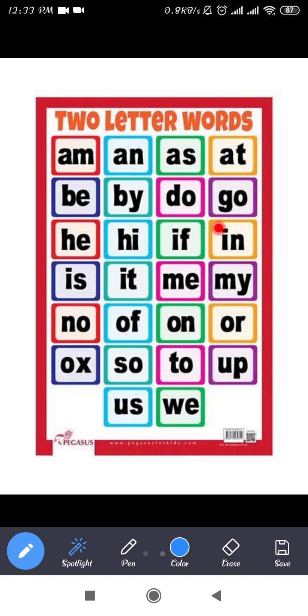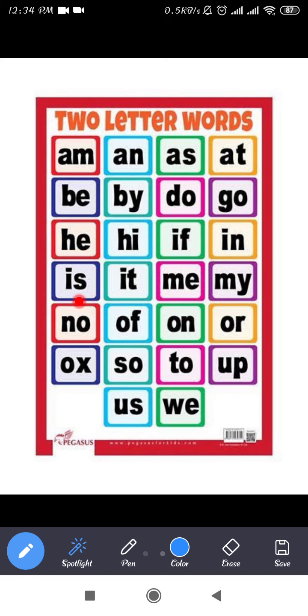Okay, next H-E. He. Sound of the letter H, then E. He. Next, H-I. Hi. Sound of the letter H and then I. Then next, I-F. Letter I and letter F will make the sound of if. Then next, how will you pronounce it? Letter I and then N. I-N, in. Okay.